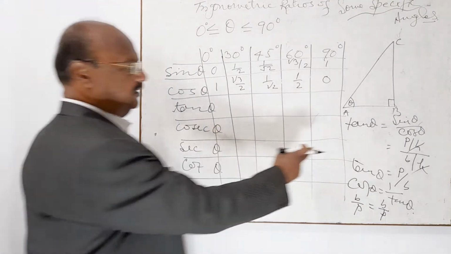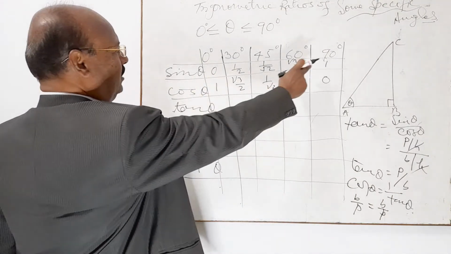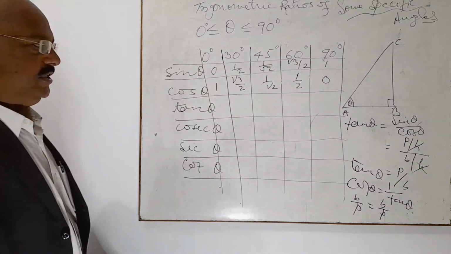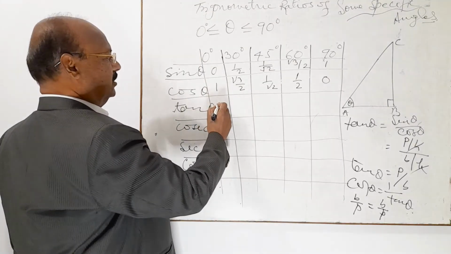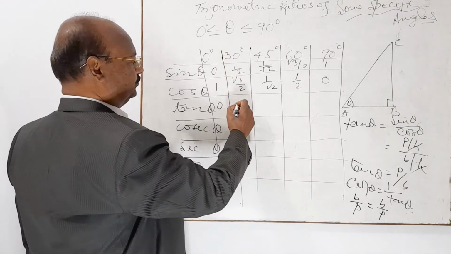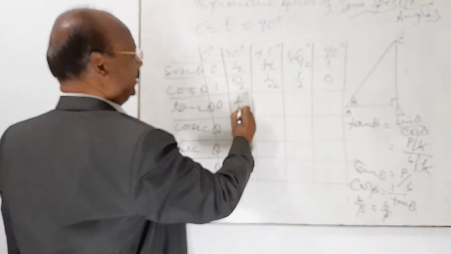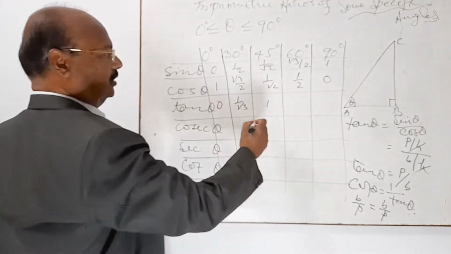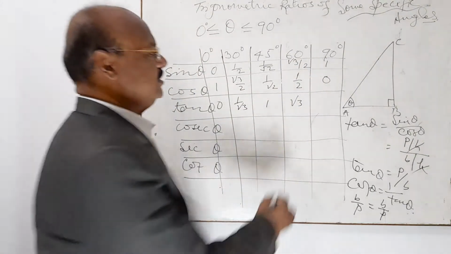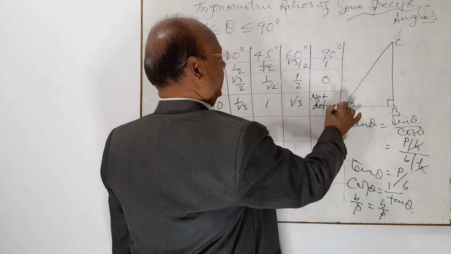So we have discussed here that tan theta is sin theta by cos theta. So let us divide the corresponding values of sin theta by the corresponding values of cos theta. So 0 by 1 is 0. 1 upon root 2 divided by root 3 by 2 is 1 by root 3. This is 1. This is root 3. And this is 1 by 0. You know 1 by 0 is not defined. This value is not defined.